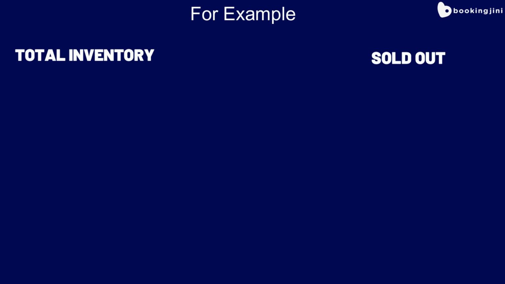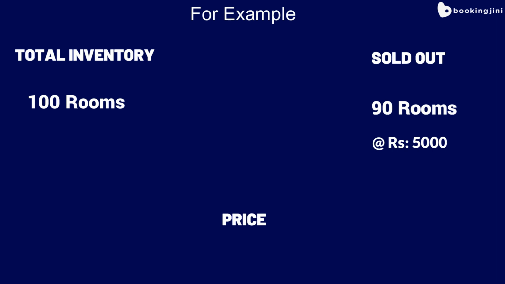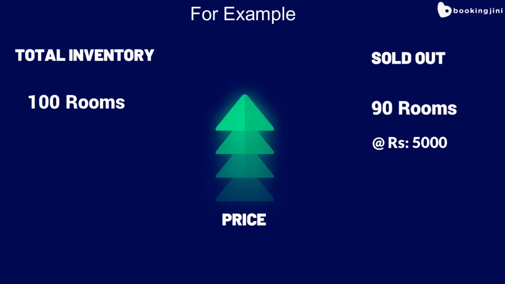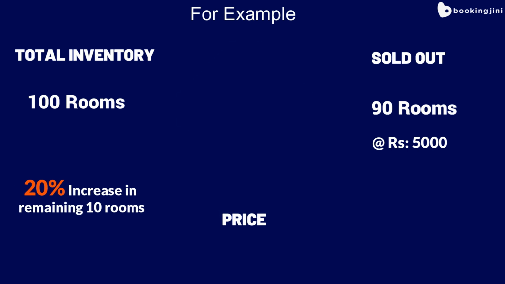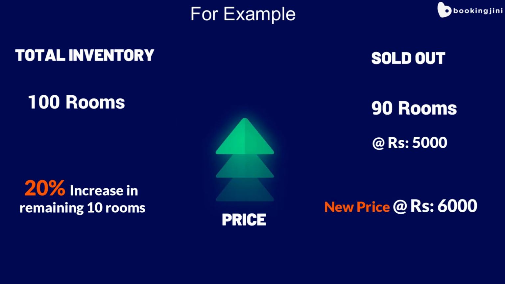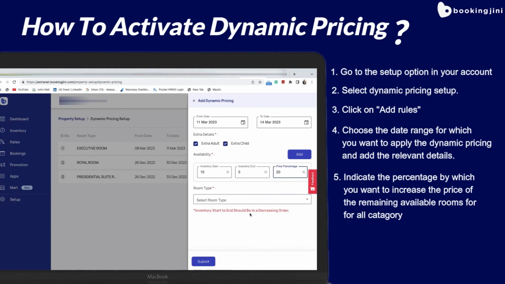For example, let's say we have a total inventory of 100 rooms, and 90 of them have already been sold at 5,000 rupees per night. If we want to increase the price of the remaining 10 available rooms, we can indicate a 20% increase in price in a dynamic pricing setup. Once done, the prices of the remaining rooms will automatically increase to 6,000.